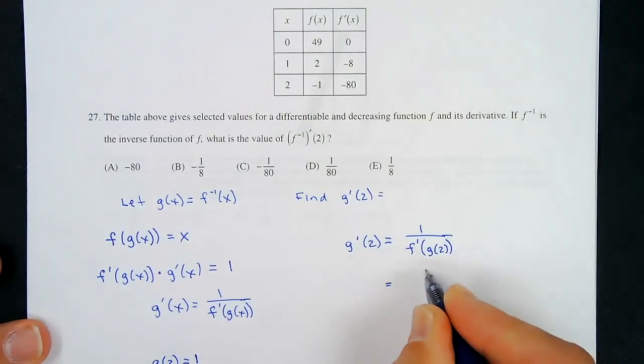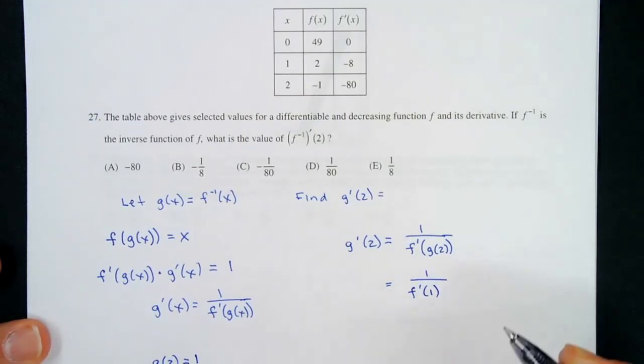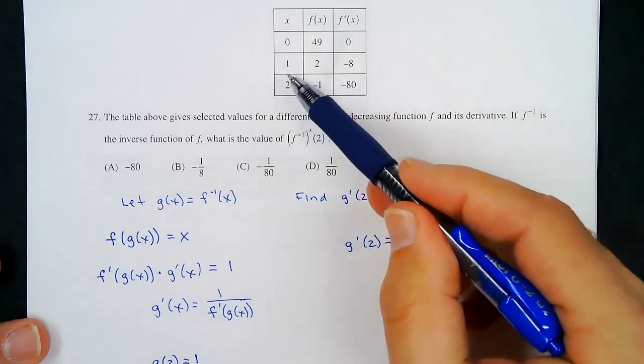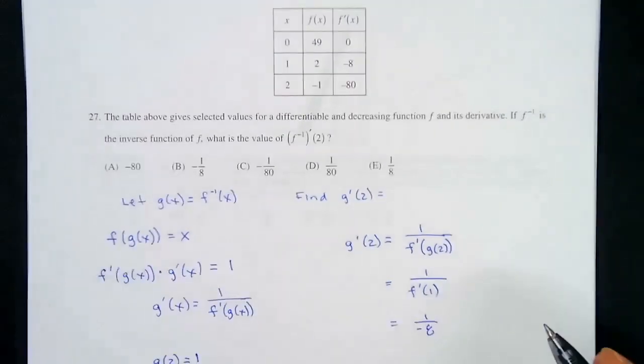So that means this is 1 over f prime of 1. And now we can use the table. f prime of 1 is -8. So then that makes this 1 over -8, or -1/8. And so the correct answer is B.